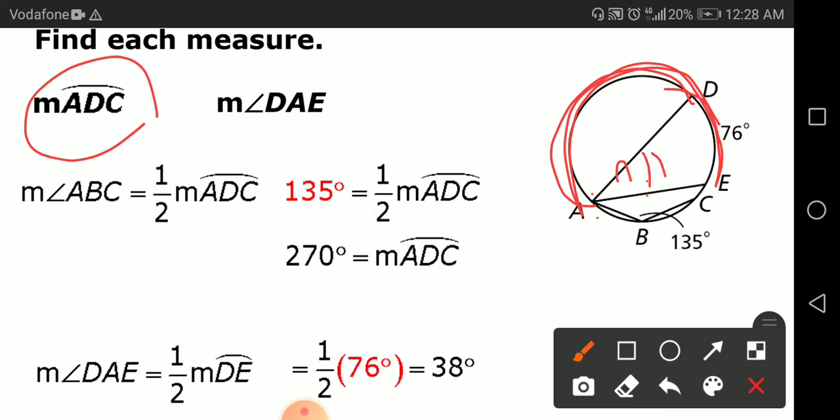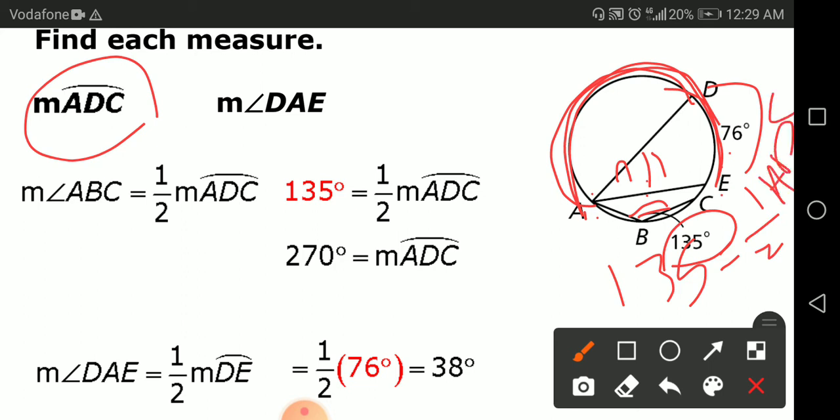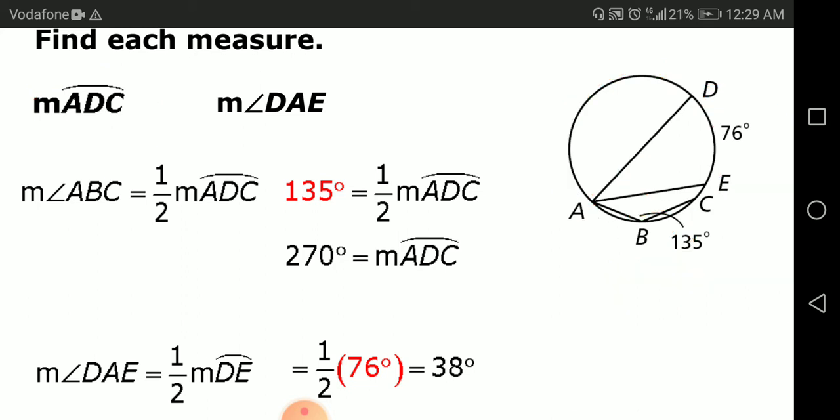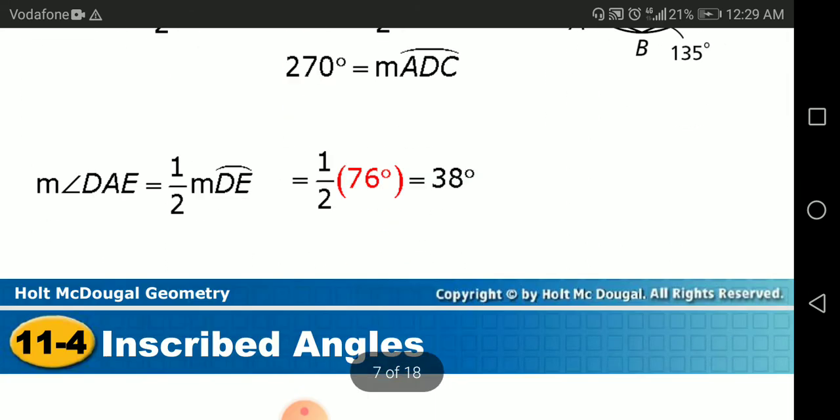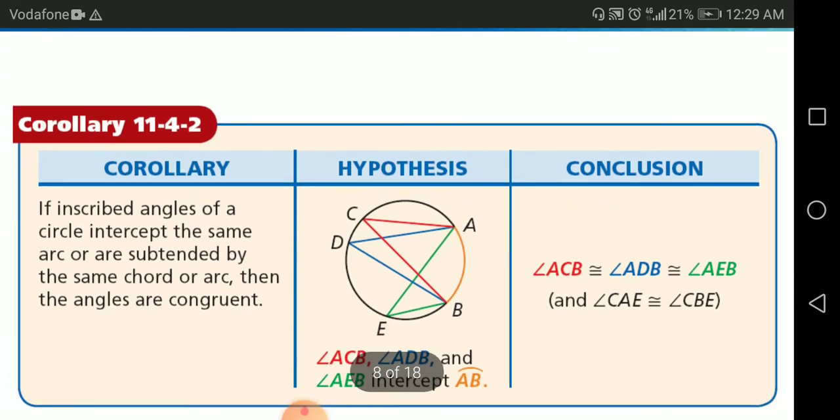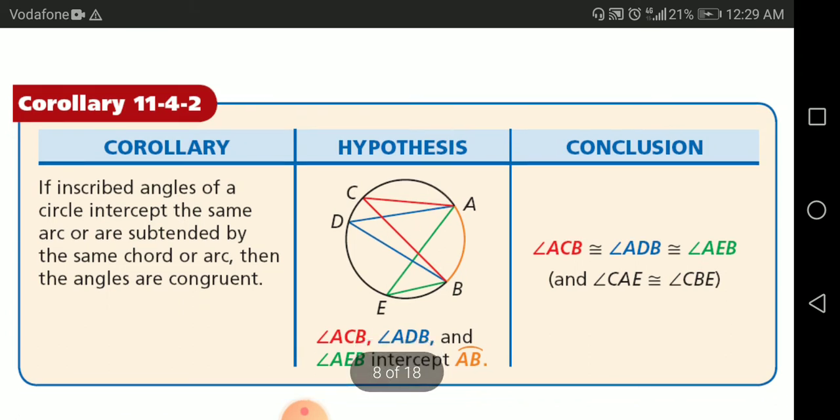It will be half of this arc, 76. What about arc ADC? How can I know this? Can you see this angle? It's 135. So 135 equals half of arc ADC. So I'm going to multiply it by 2, and you get 270. Very easy, right? So let's go to the next one.